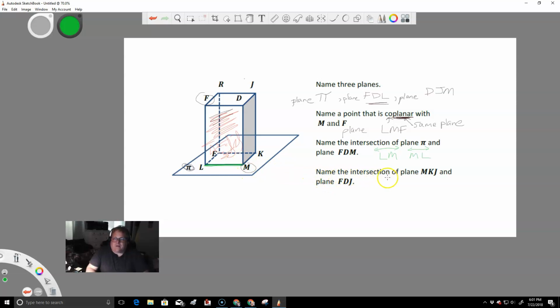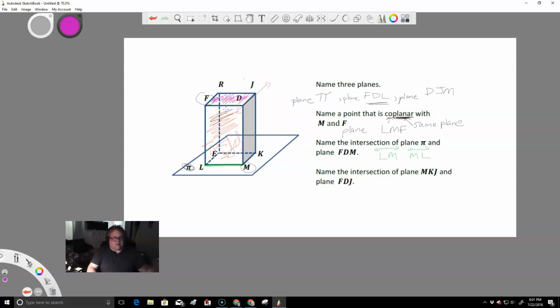All right, last one. Name the intersection of plane MKJ. So that's this part that's already shaded in for us. Thank you very much. And FDJ. FDJ. So that's this guy. Let me change the color. Let's do something crazy. And we're going to say this. Okay, so we're looking at this top piece. So where is the top and basically the side meeting? They're meeting at this corner right here. Okay, they're meeting right there on that edge.